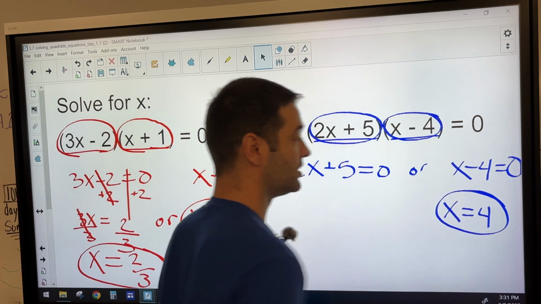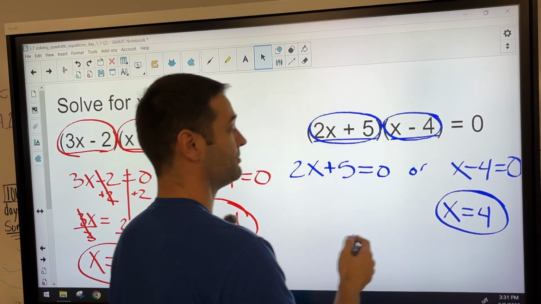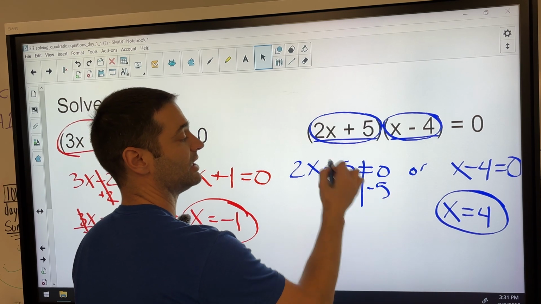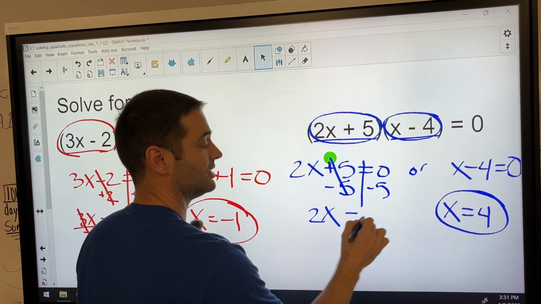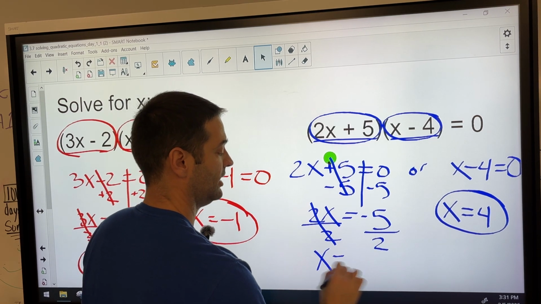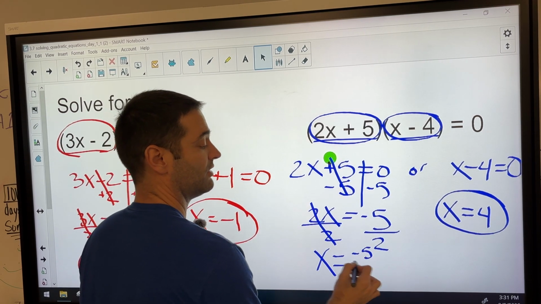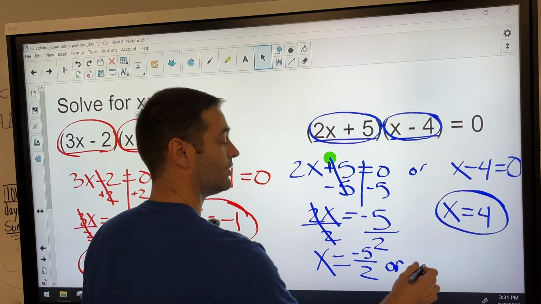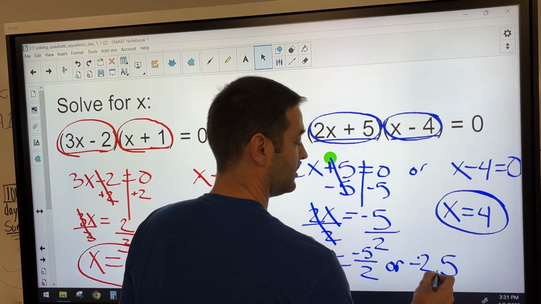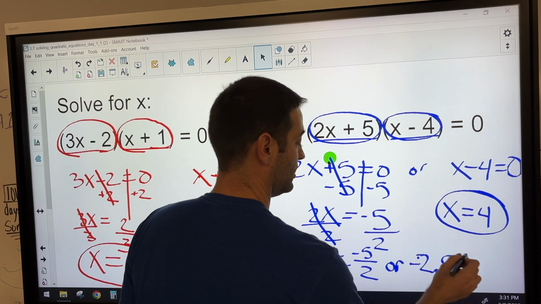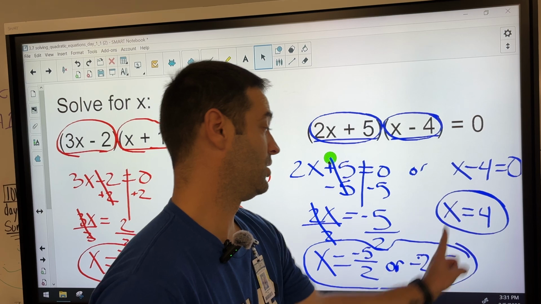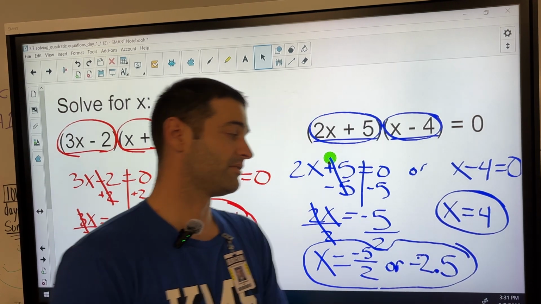So there's one solution. This one's a little more complicated. We have to actually solve for x. Minus 5 to both sides. 2x equals negative 5. Divide by 2. X equals either negative 5 over 2 or negative 2.5. There we go. So there's your two answers, 4 or negative 2.5.